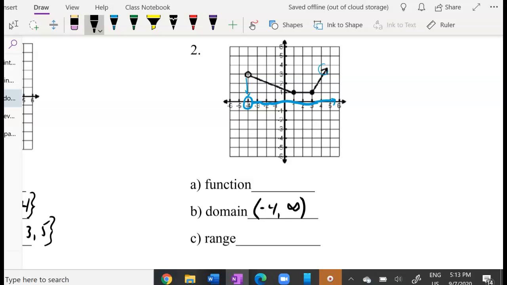And by the way, I skipped whether or not this is a function. This one, unlike example 1, has no vertical line that can cross more than one point. So this one actually is a function.